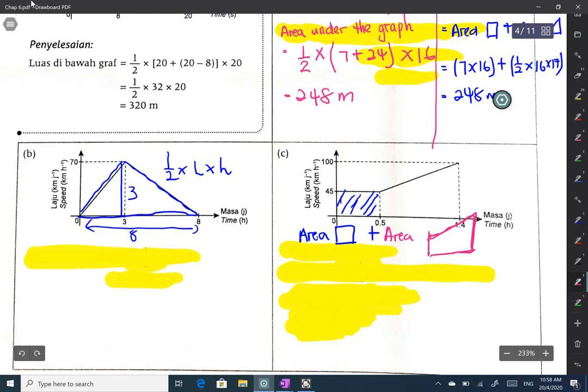Okay, this is a trapezium, so these are your parallel lines. Okay, so what is the height for the parallel line for this one? This one is 45. This one is 100. How about here? So it's 1.4 minus 0.5. Okay, try.